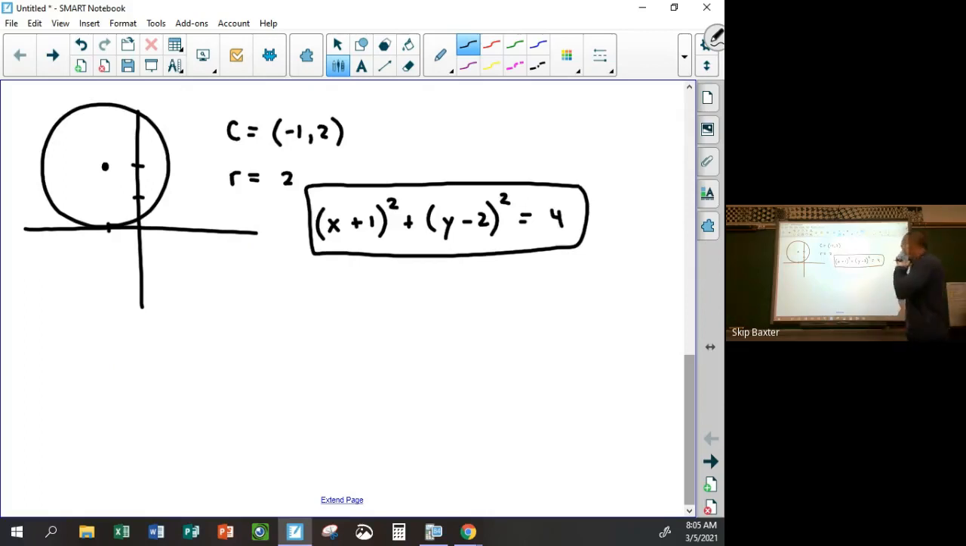The second type of problem then is, instead of giving you the description of the circle or a picture of the circle, they might just give you the equation and ask you to find the circle, or describe the circle, or to graph the circle. Okay, it's the same thing. It's just going the opposite direction.